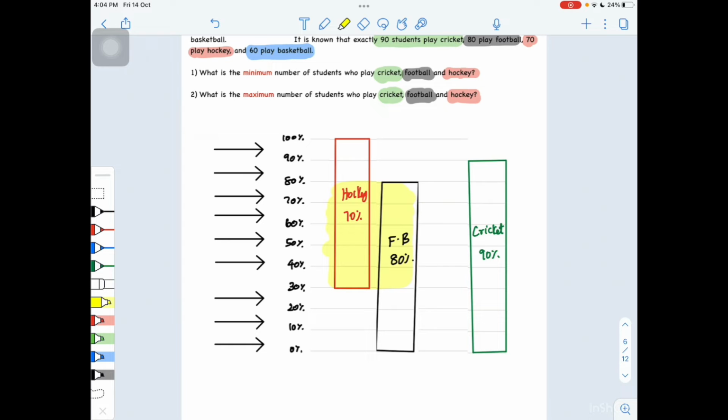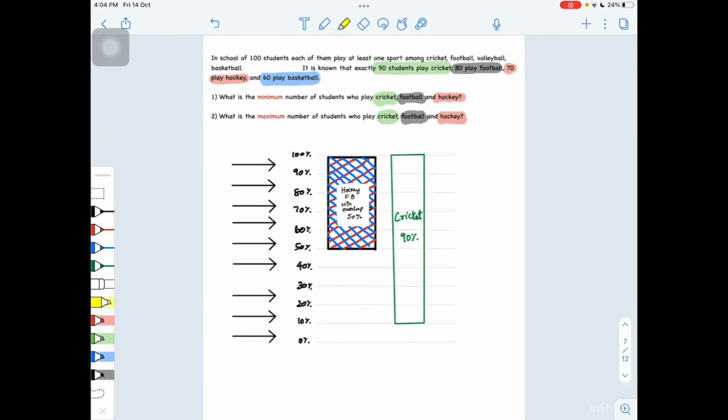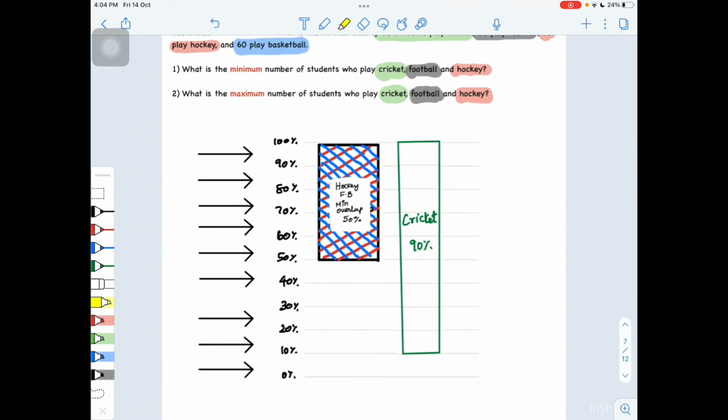Now let's take this 50% minimum overlap of hockey and football, and let's try to solve it with cricket once again. So this 50% is the minimum hockey and football overlap. Now I want to keep this hockey football overlap and cricket away from each other as possible.